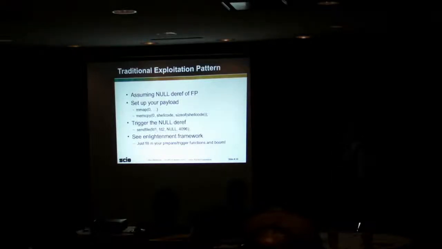So the traditional pattern goes like this. If you have a null pointer dereference of a function pointer, you would set up your payload, you mmap the null page into your address space. Normally, if there was a dereference of a null pointer, it would be an illegal operation, of course, a segmentation fault. But in this case, we're making the 0 address valid. So any memory that's dereferenced there is just like a normal memory access. And we can copy our payload to that 0 address. We do whatever we need to trigger the null dereference.